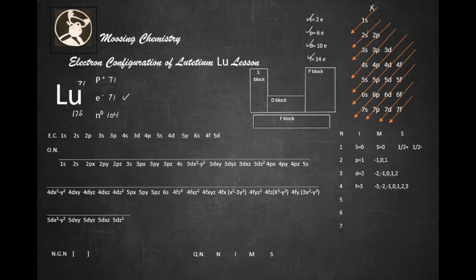So 1s2, 2s2, 2p6, 3s2, 3p6, 4s2, pretty darn amazing, huh? 3d10, 4p6, 5s2, 4d10, 5p6, 6s2, 4f14, 5d1. Yes, pretty darn cool.